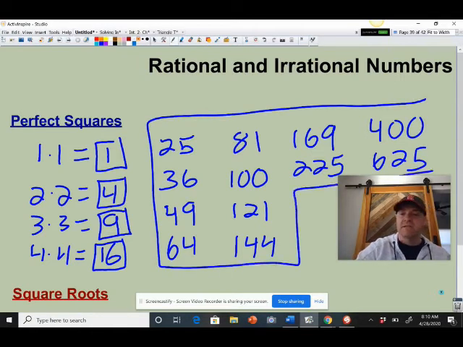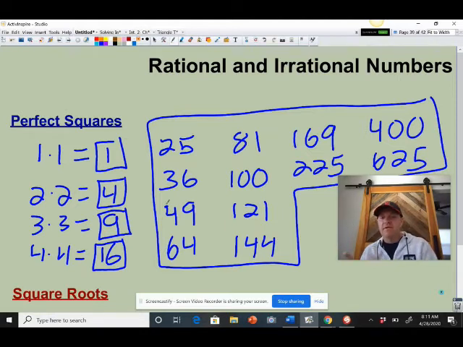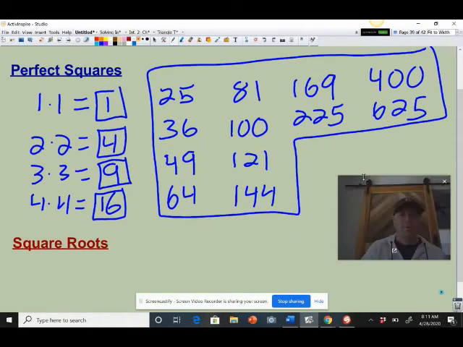So what that means is if I take the square root of those, I'm going to get a whole number, which would then be rational. If I take the square root of a number that is not on this list, 1, 4, 9, 16, 25, it's not going to be a whole number. It's going to be a decimal, and that decimal is never going to stop, never going to repeat, and therefore it's going to be irrational. So when we take the square roots of these numbers, we get whole numbers.